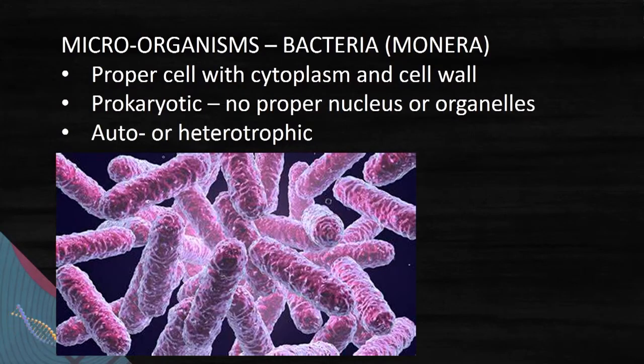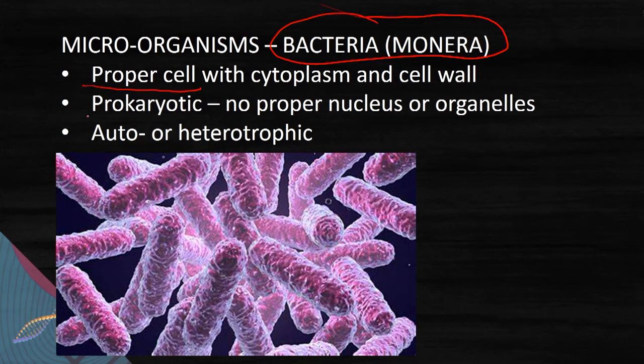The next group we look at of microorganisms are the bacteria, which are put into the kingdom Monera. These at least are proper cells because they have a cytoplasm and cell wall, but they do not have a proper nucleus, and the term we use for that is prokaryotic. How they get food, some of them are autotrophic, meaning they make their own food, and others are heterotrophic.